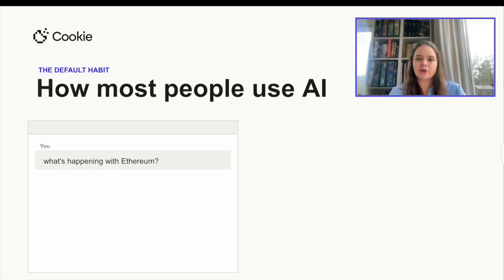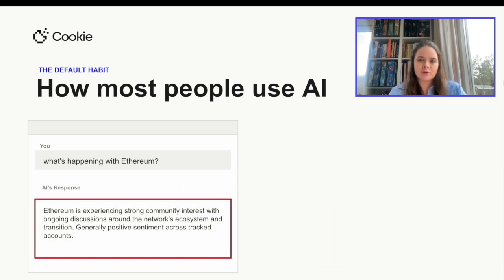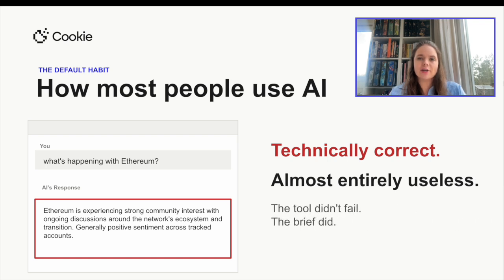prompt. Most people approach AI the way they approach Google. Short question in, answer out. That habit makes sense. It's how we've used the internet for over 20 years. But AI doesn't work like a search engine. When you type a short, context-free question, you get a short, context-free answer. Not because the tool is weak, but because it has nothing to work with. In the example on the screen, the output is technically correct. It answers the question, but it's almost entirely useless for anyone doing real research work.